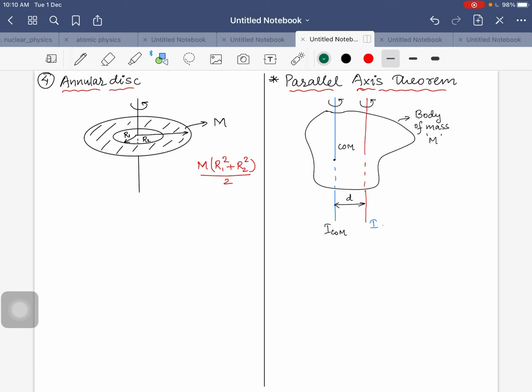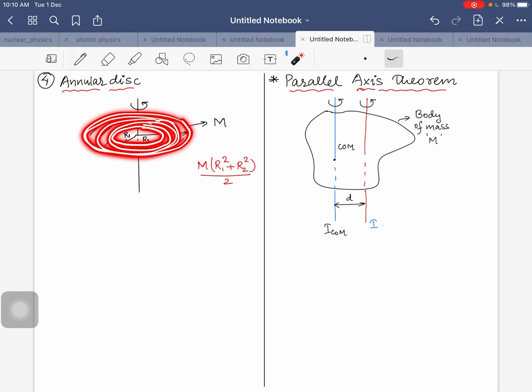Annular disc means the inner part is hollow, you can say this part we took out. So only this part is remaining, and the mass of this part is given, m. If it will rotate about this axis, what will be the moment of inertia? Again, it is a kind of disc only, this part is hollow. So we can say it is made up of rings starting from this and ending at this. So what will the radius of the rings? Maximum radius will be R2, and minimum will be R1.